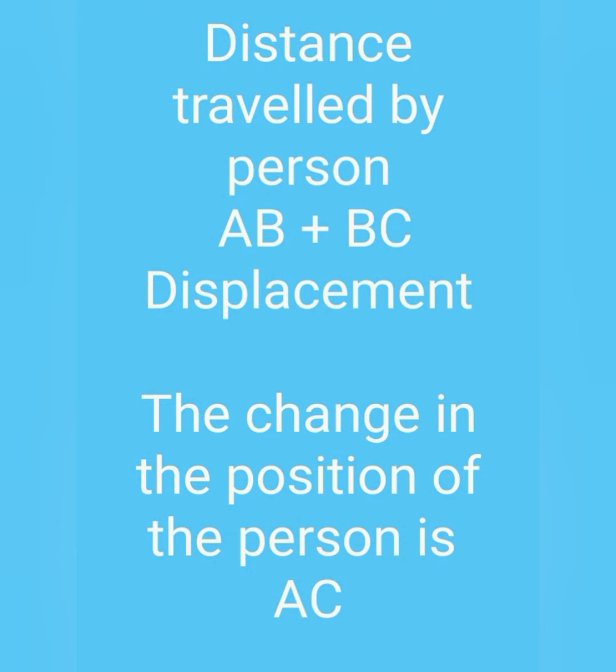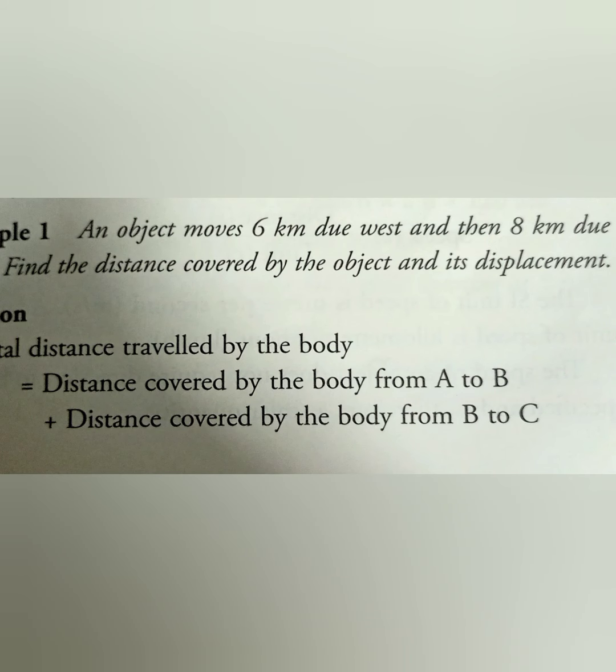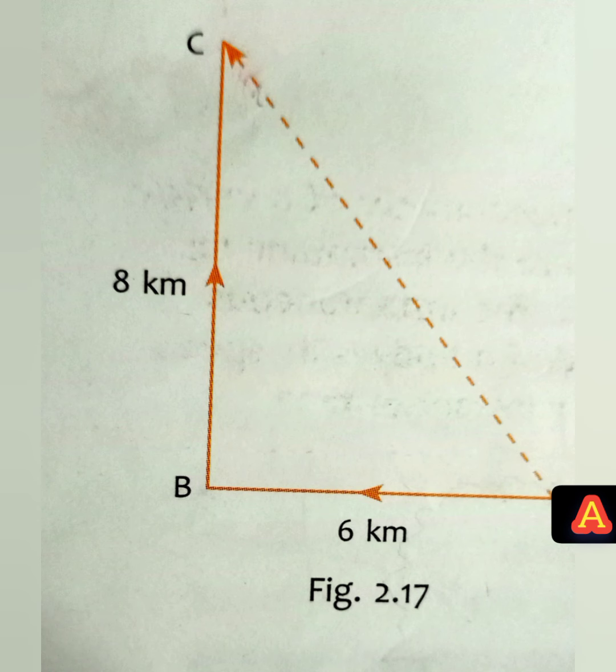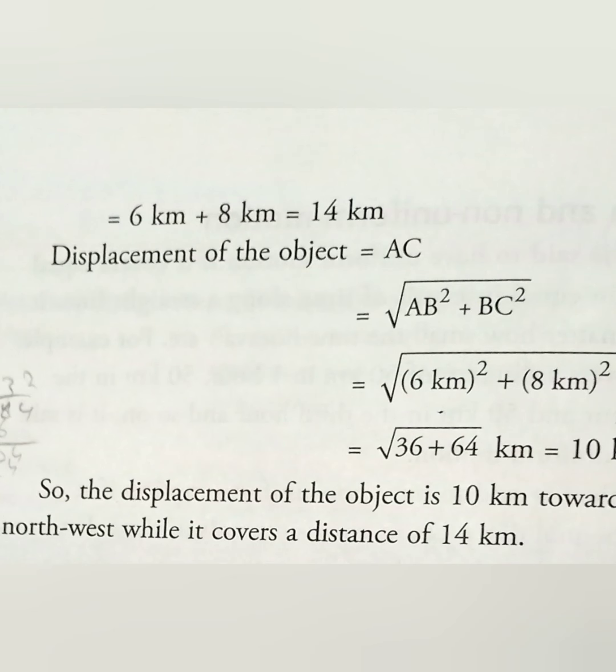A simple example. An object moves 6 km due west and then 8 km due north. Find the distance covered by the object and its displacement. In the figure, the person travels A to B and then B to C. So, the total distance traveled by the body is the distance covered from A to B plus the distance covered from B to C. So, total distance equals 6 km plus 8 km, so 14 km. Okay.